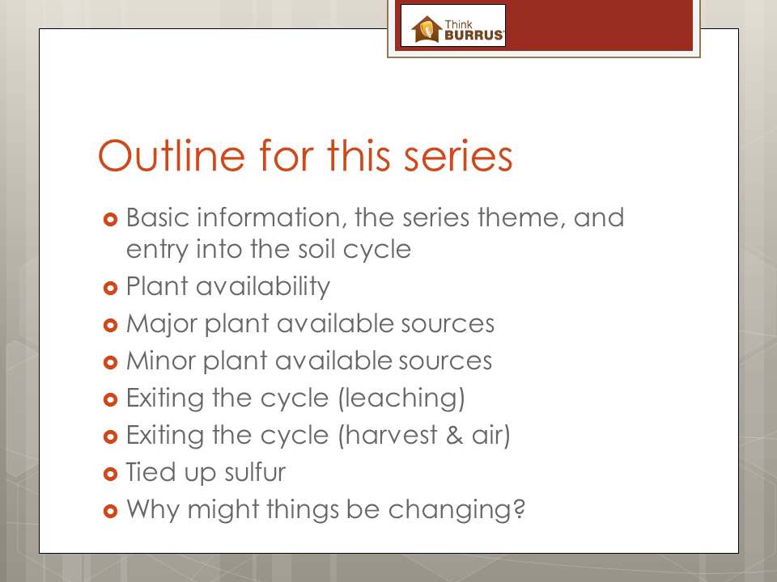Then we went on in session 2 and we talked about plant availability. We talked about the plant drawing in sulfate, a negatively charged molecule, as the primary source of sulfur. We went on in sessions 3A and 3B to talk about major plant available sources of sulfur. So we talked about organic material. We said that's the major source. We talked about atmospheric deposition, and we again talked about fertilizer.